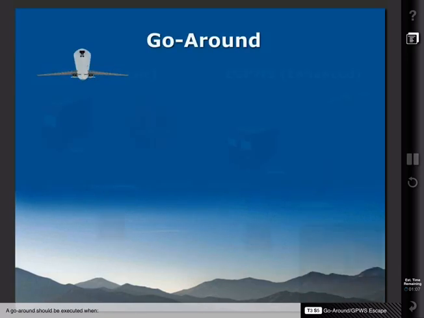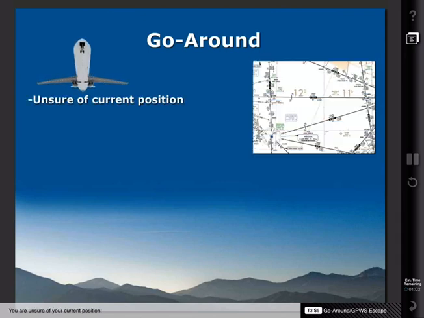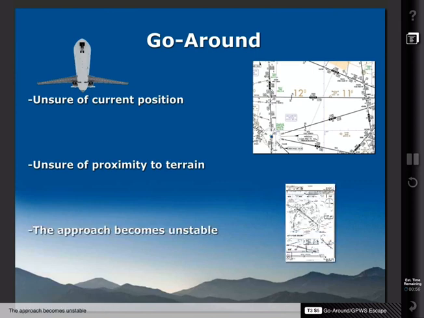A go-around should be executed when you are unsure of your current position, you are unsure of your proximity to terrain, the approach becomes unstable, or a GPWS warning occurs. Executing a go-around allows you to regain your situational awareness.